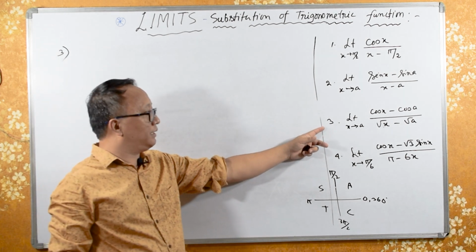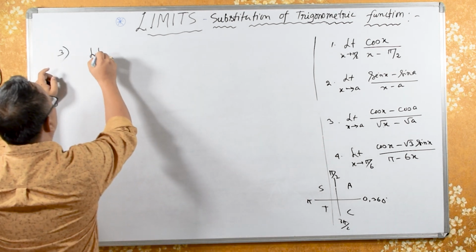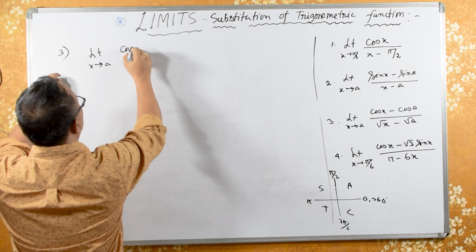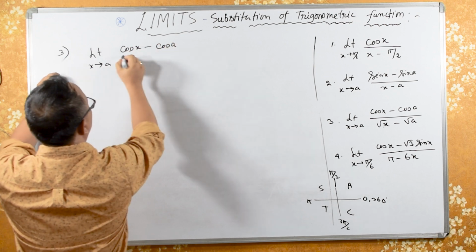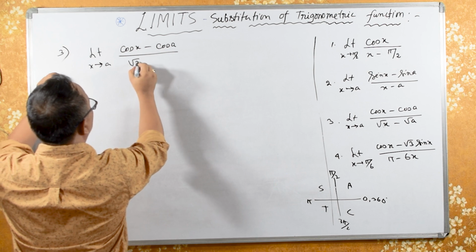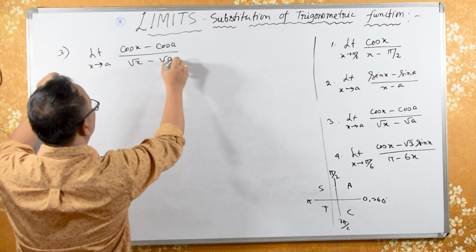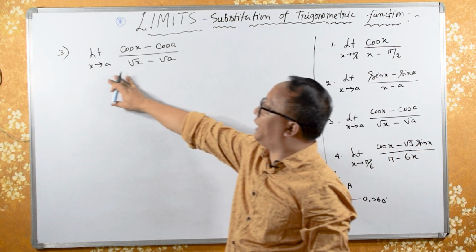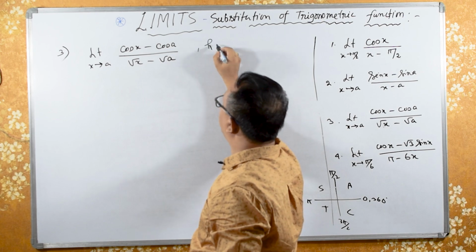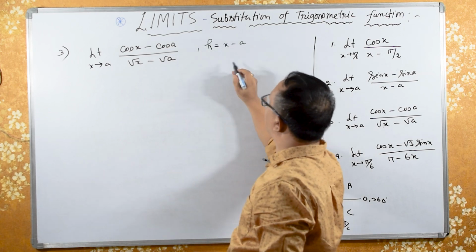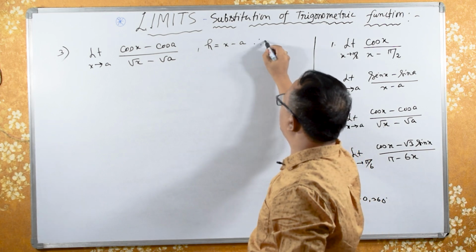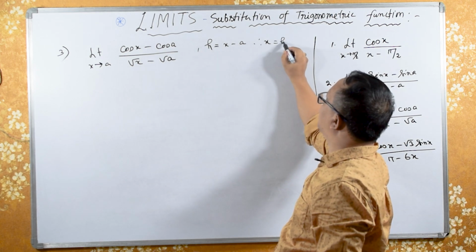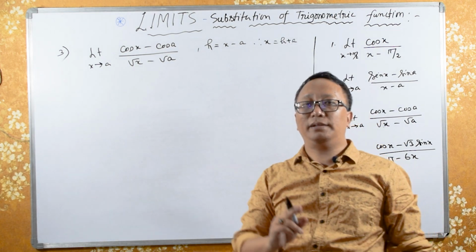Now let's see number 3. Limit of x tends to a of (cos of x minus cos of a) upon (root x minus root a). Here also we have to substitute h equals x minus a. Okay. Therefore, from here, x is h plus a. Change the limit. Don't forget to change the limit.